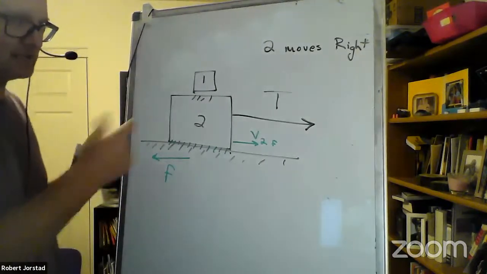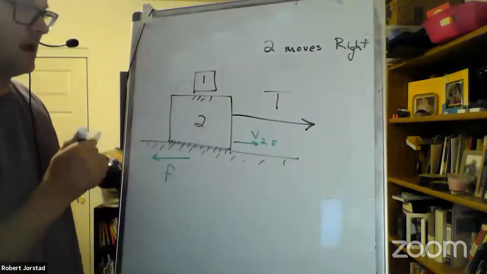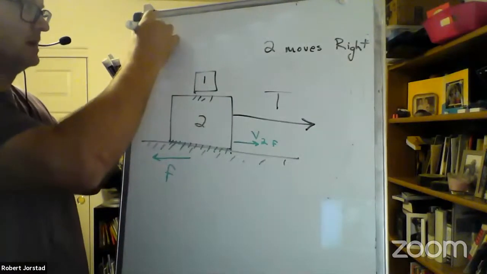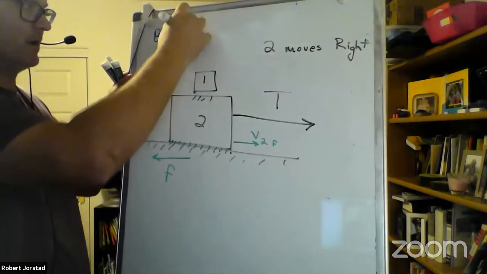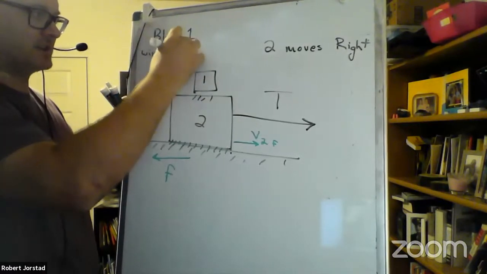How do we analyze up here, Jay? How would you describe it? I would describe it as block 1 wants to stay in the same place that it was. It doesn't want to go along with block 2. Oh, okay, so you said block 1 wishes to stay at rest.